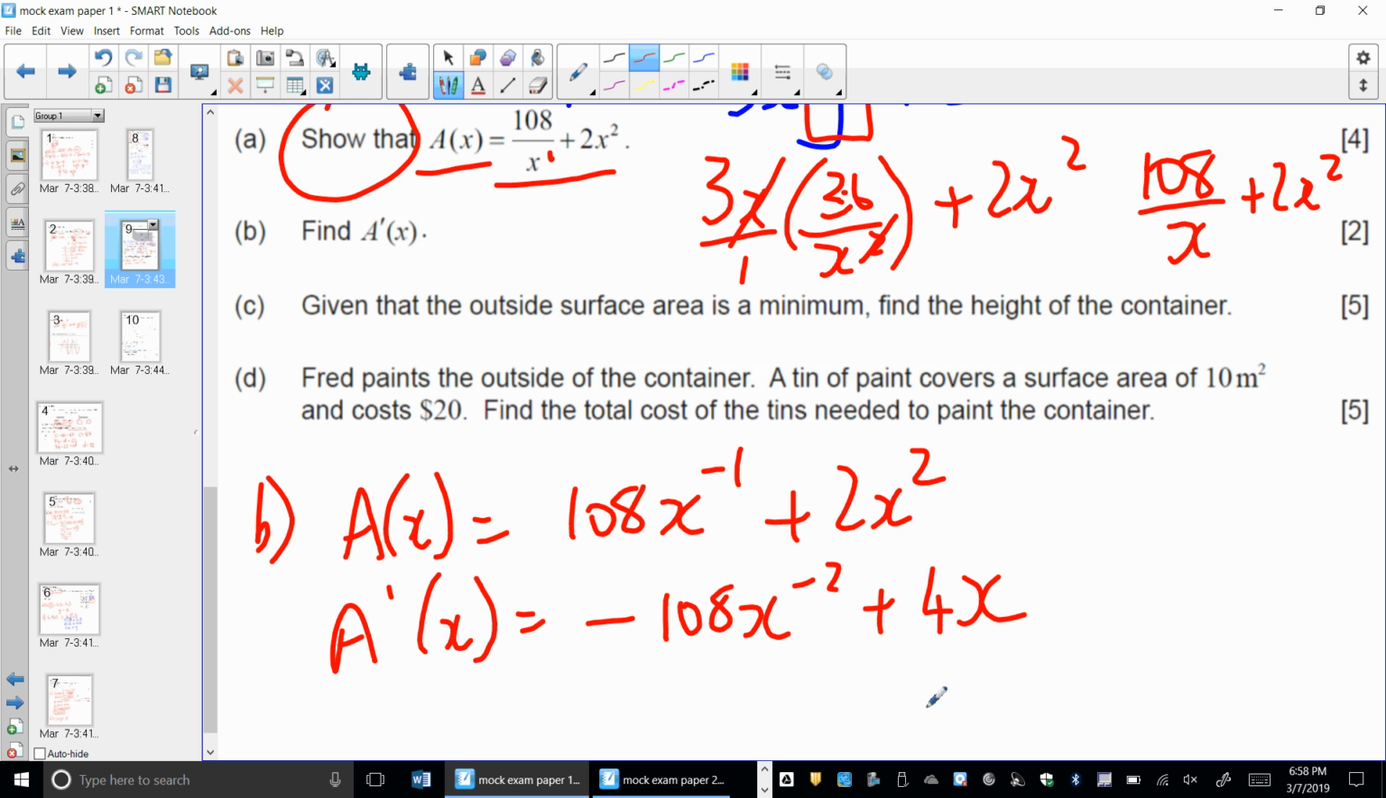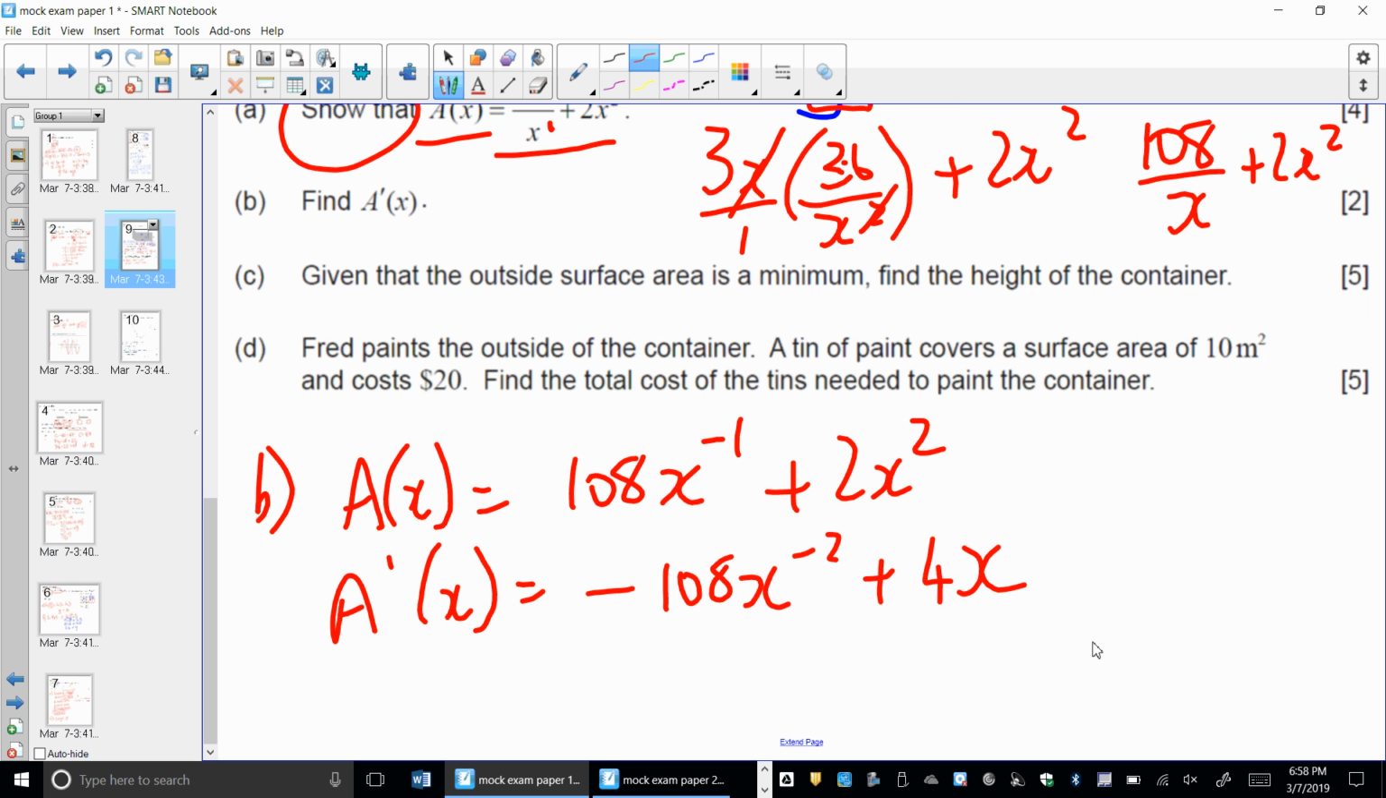It's the non-calc paper, so I would suggest that at some point the fact that we've got this negative 2, x to the negative 2, isn't going to help us. So make sure that you're comfortable with going back to fraction format. So this is negative 108 over x squared plus 4x.